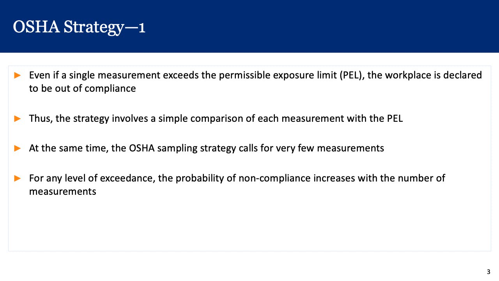And the strategy says that even if a single measurement exceeds the permissible exposure limit, that is the legal standard, then the workplace is out of compliance. Thus, the strategy involves a simple comparison of each measurement with the PEL. There is no statistics involved in this. At the same time, the OSHA sampling strategy calls for very few measurements. Like I said, maybe one or possibly two measurements. What we'll find is that for this strategy, for any level of exceedance, the probability of non-compliance increases with the number of measurements. And we'll talk about the implications of this.